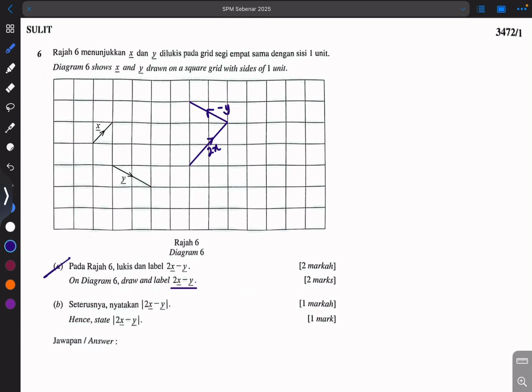And then B, state modulus of 2x minus y. Okay, for this chapter, modulus means magnitude. Magnitude means how long is this vector. So 2x minus y, it starts here and it ends here. So the vector is from here to here. This is 2x minus y. So this vector is 1, 2, 3 units. So B, we can say the modulus of 2x minus y is 3 units.